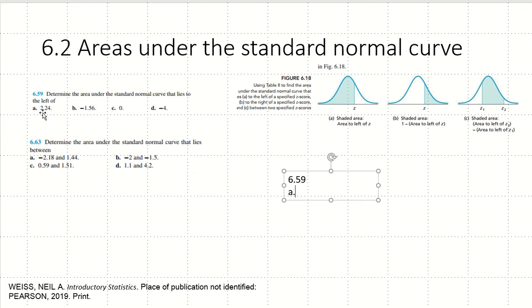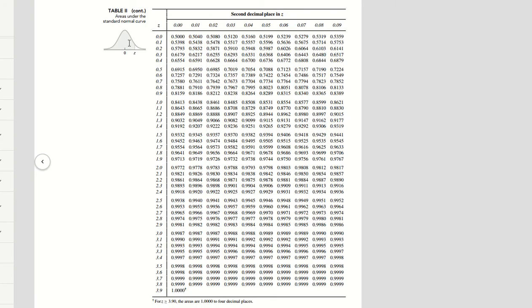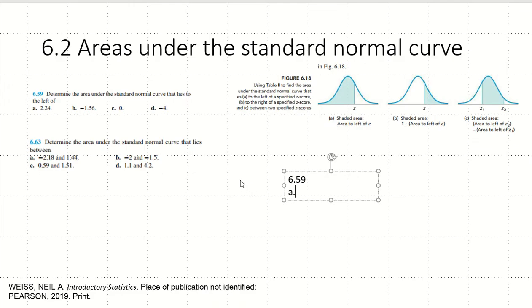And so the first one is 2.24. Well, I'm going to switch over to the textbook. This is table 2. And so you have the z-scores listed here, and then underneath here are the areas that we're going to choose as answers. So we were told to locate 2.24. So we'll go down here, we find 2.2, then we have to go across to where we see 4, and then we land on this number here, 0.9875.